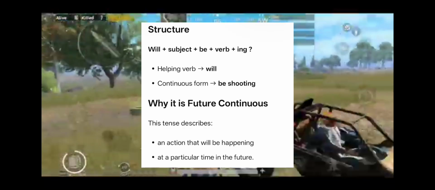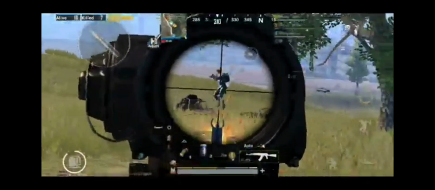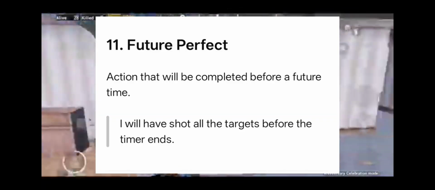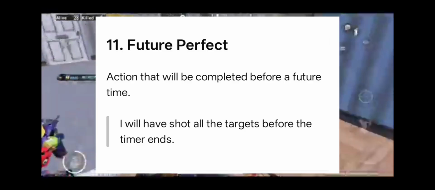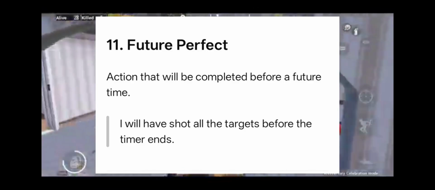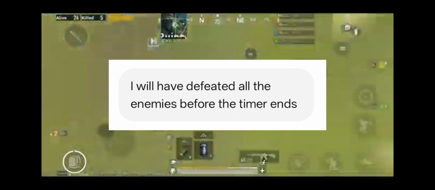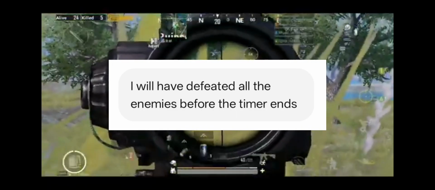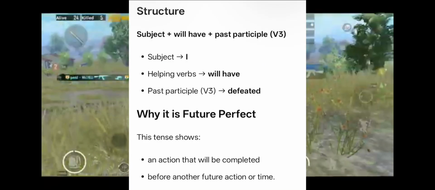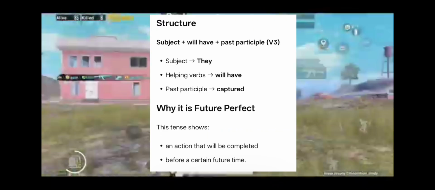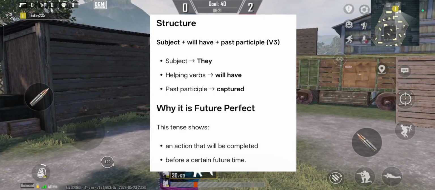Okay. Now let's move on to the next one, that is future perfect tense. This tense shows an action that will be completed before a certain time in the future. For example, I will have defeated all the enemies before the timer ends. Another example, they will have captured the base by evening. Okay, and this is future perfect tense.